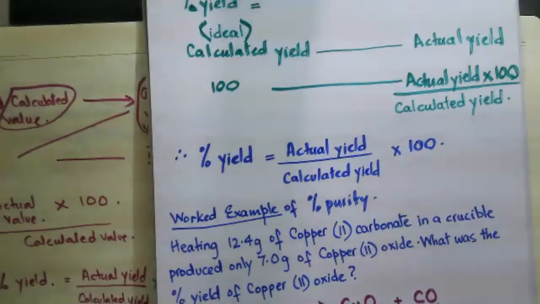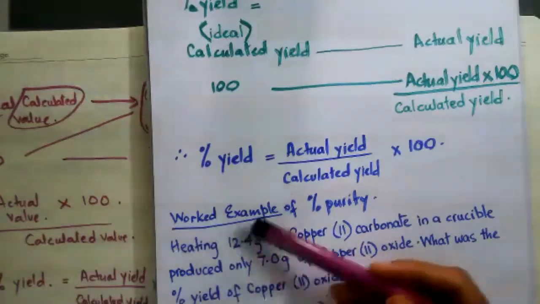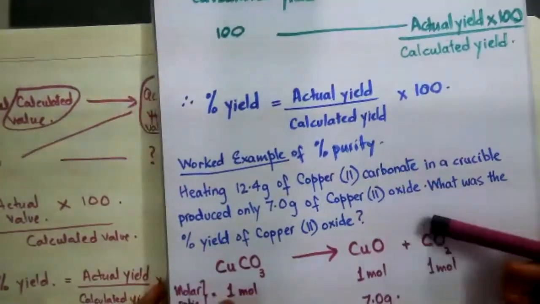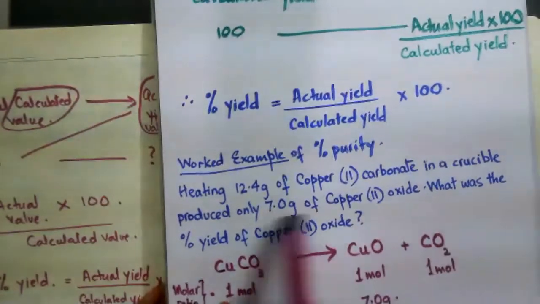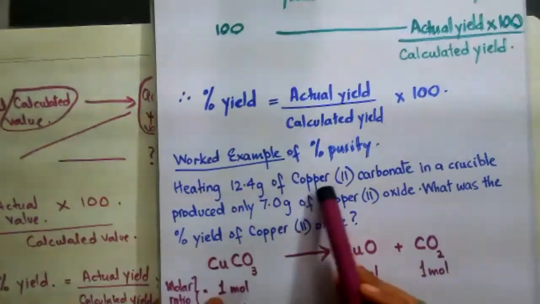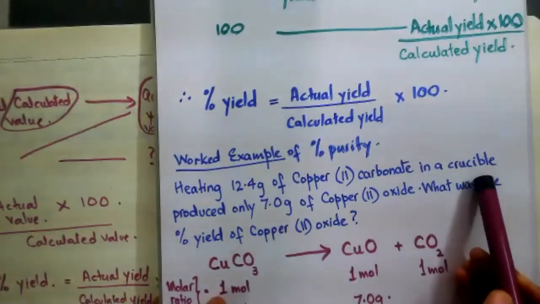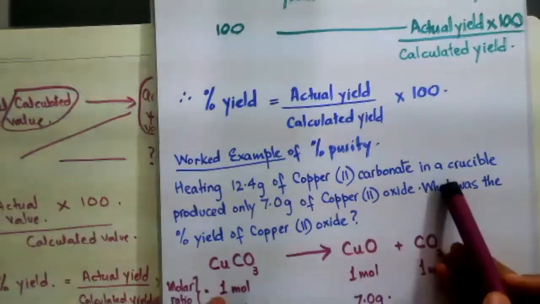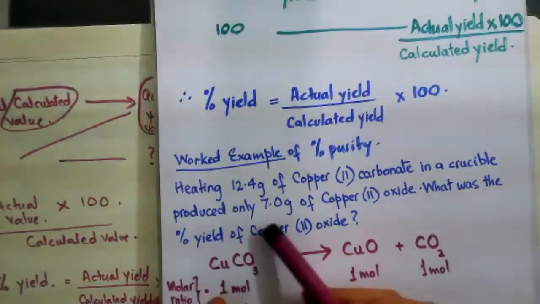So let's do a worked example of how to calculate percentage yield. This I got from your book. Heating 12.4 grams of copper(II) carbonate in a crucible produced only 7 grams of copper(II) oxide. What was the percentage yield of copper(II) oxide?